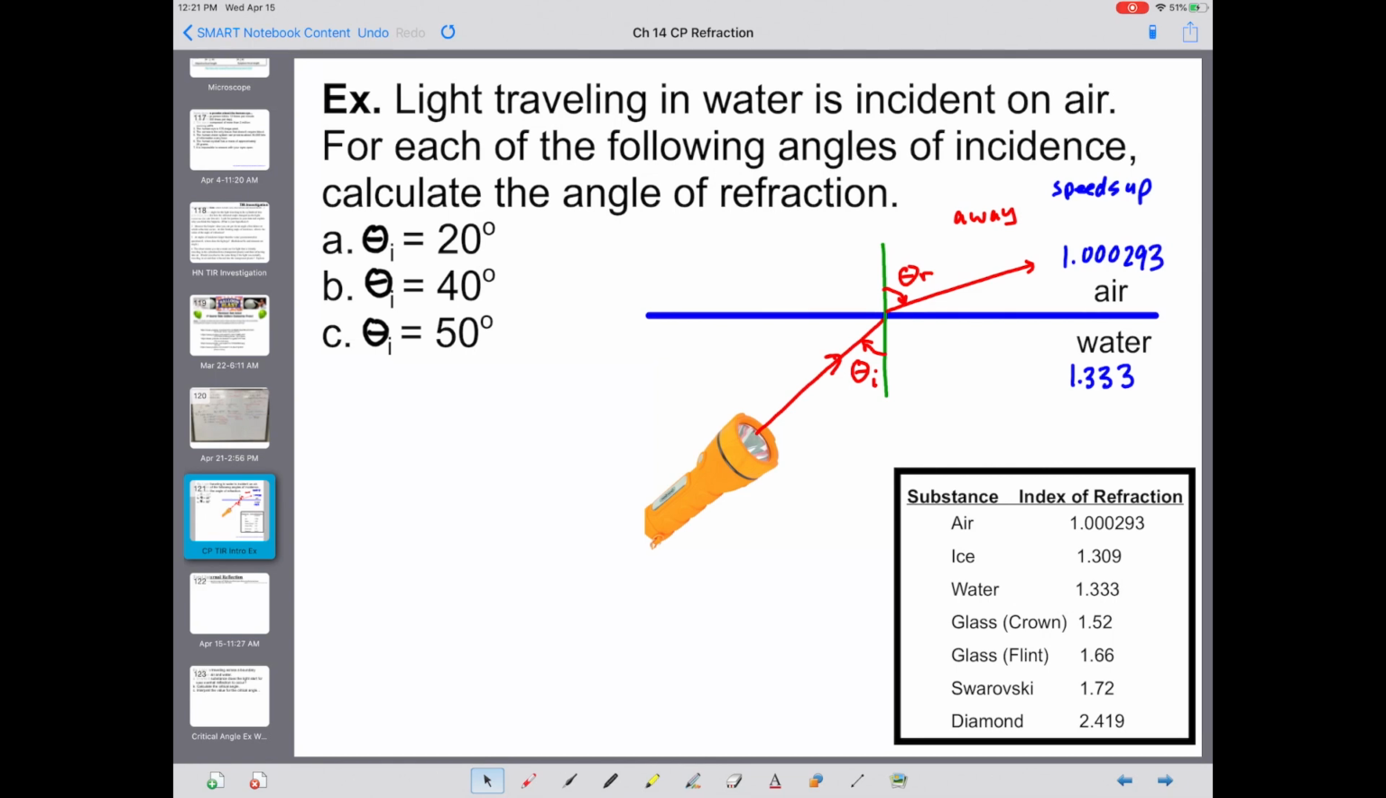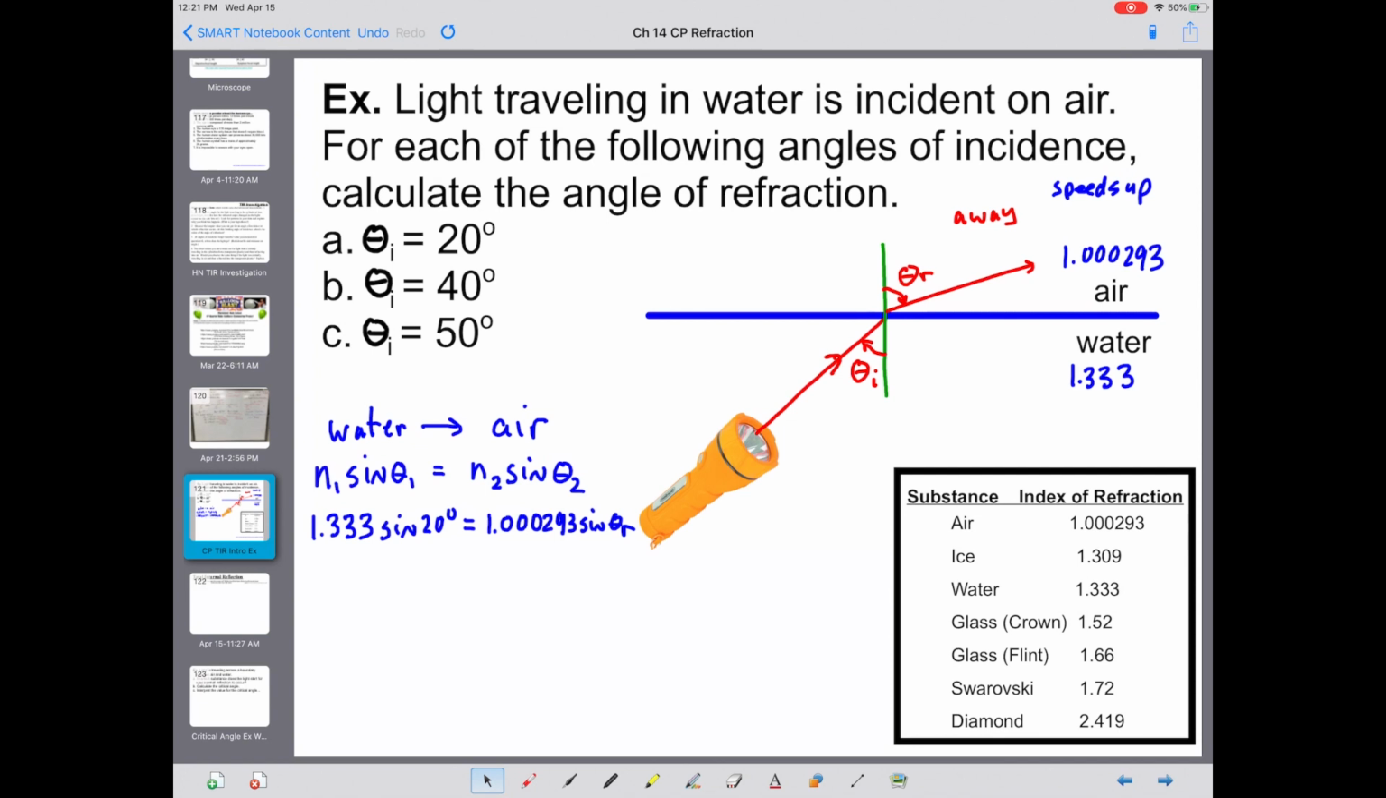So then we want to calculate what the theta R value is for each of those theta I values. Well, our boundary is from water to air. So everything on the left side deals with water, everything on the right side, air. Snell's law, N1 sine theta 1 equals N2 sine theta 2. Plugging in our values, that's 1.333 sine 20 degrees equals 1.000293 sine theta R. Dividing the 1.000293 to the other side, getting a decimal value and taking the sine inverse, we get a theta R value of 27.12 degrees, which is larger than the theta I value of 20 degrees, so it did indeed bend away from the normal.